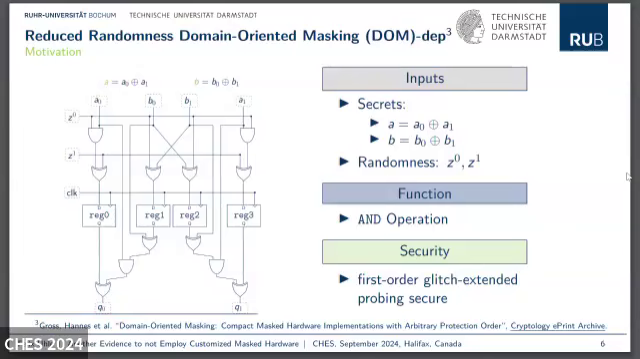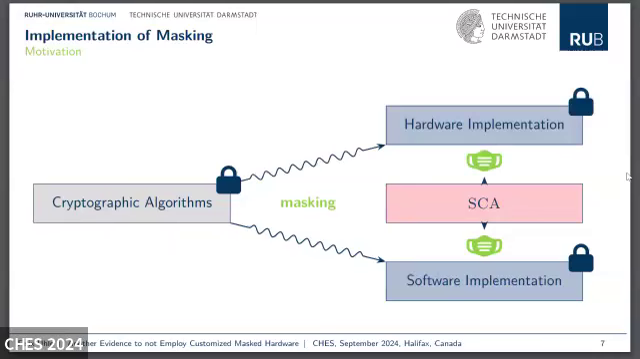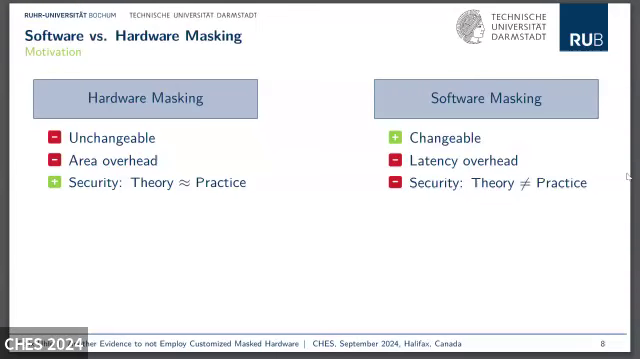Normally we implement this in hardware, but we can also implement it in software. For both strategies, we can protect against side channel analysis using masking. The most prominent advantage of hardware masking is that the security we can observe in practice is approximately the security we can derive in theory. We have area overhead since our shares are processed in parallel, and normally hardware is unchangeable after manufacturing. So we have this disadvantage.